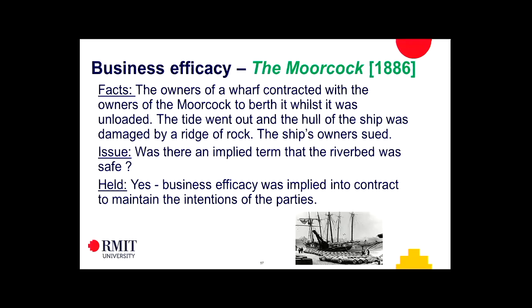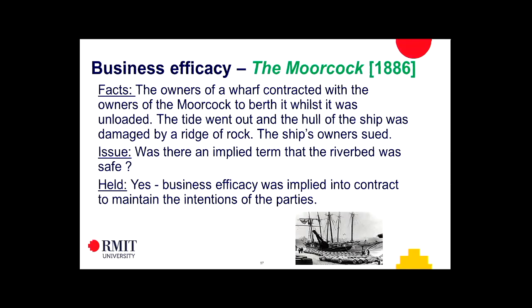So, a case for business efficacy, we have the Moorcock in 1886. This is a ship that was moored at a wharf maintained on the River Thames. And the ship's been wharfed there, or parked there I guess you can say. And what's happened is the tide has gone out on the River Thames. And as the tide's gone out, the boat has sunk to the riverbed. And because of the water rushing at the time, the riverbed had exposed rocks and the boat was damaged when it went down.